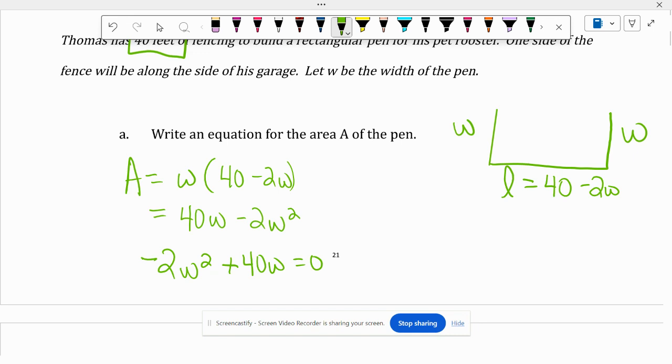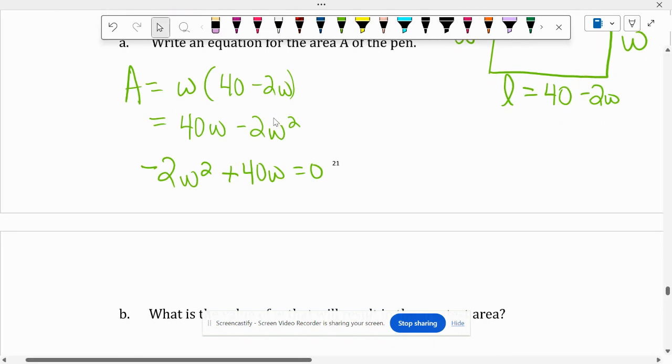Flip it over to the next page. This is your U-try. Mine is on the next page. Yours might not be, but I think it is. So if you flip it over on the U-try, what does it ask you? What is the value of W that results in the greatest area?